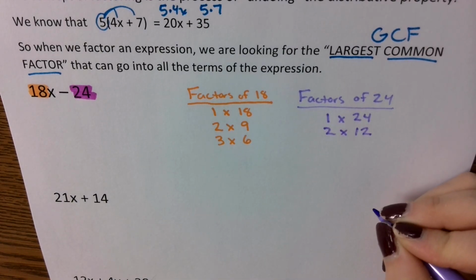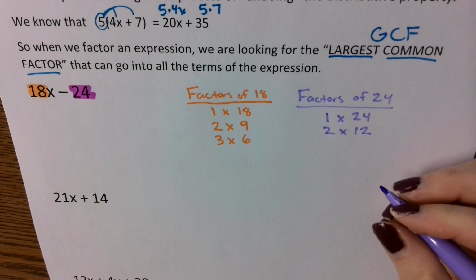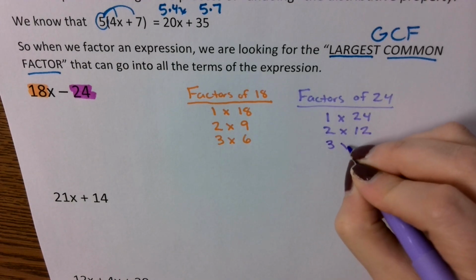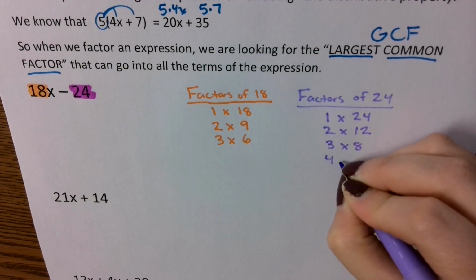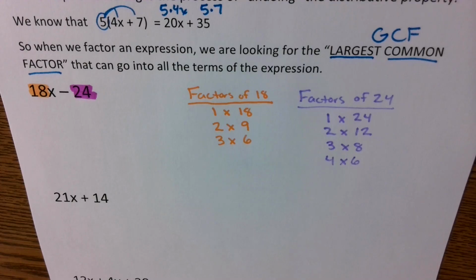What about 3? 3 times 8. Good. 3 times 8. What about 4 times 6? Okay, and then that's it, right? 5 doesn't go into 24. So there's all of our factors here.